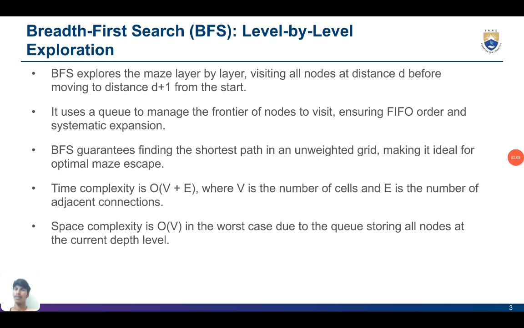Next, BFS, breadth first search: level by level exploration. BFS explores the maze layer by layer, visiting all nodes at distance d before moving to distance d plus 1 from the start. It uses a queue to manage the front layer of nodes to visit, ensuring FIFO order and systematic expansion. BFS guarantees finding the shortest path in an unweighted grid, making it ideal for optimal maze escape.